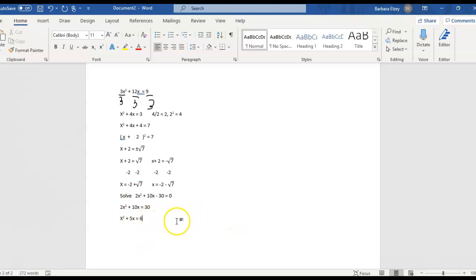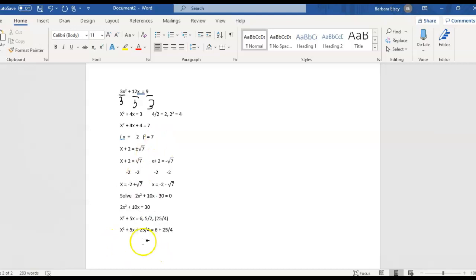Now here we're dealing with some nasty fractions. We're going to divide the 5 by 2 and square it. So 5 divided by 2 is just 5 halves. If I square that, square the bottom and square the top, that's 25 over 4. Let's now add 25 over 4 to both sides of the equation. x squared plus 5x plus 25 over 4 equals 6 plus 25 over 4.